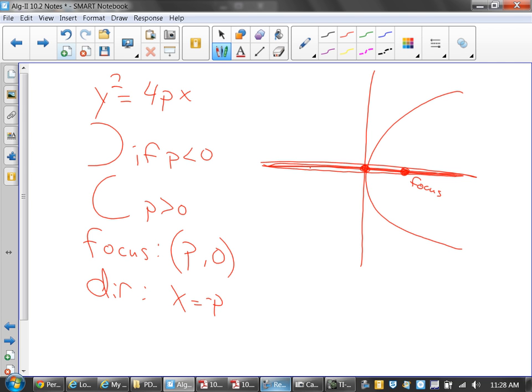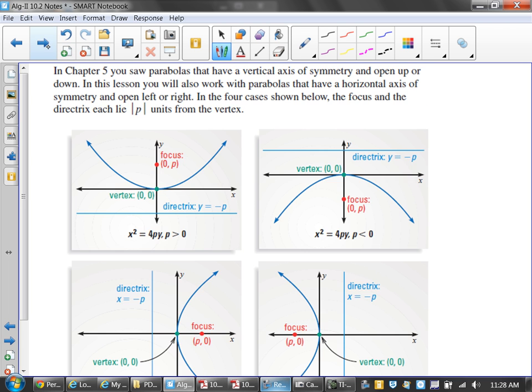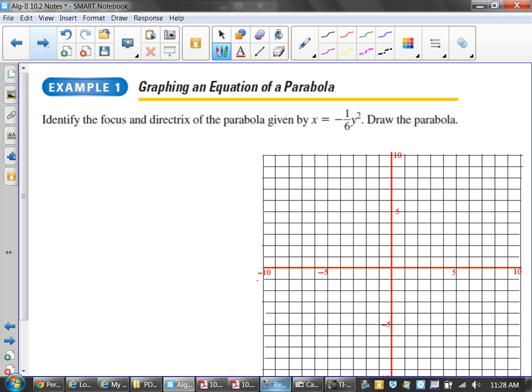So let's graph one, see what this looks like. X equals negative 1/6 y squared.